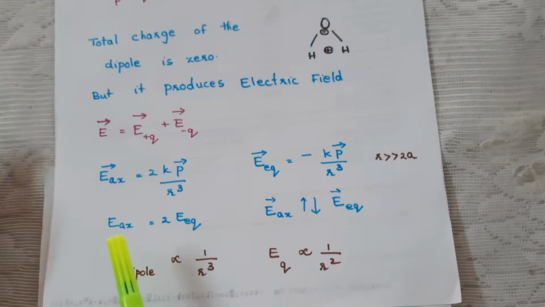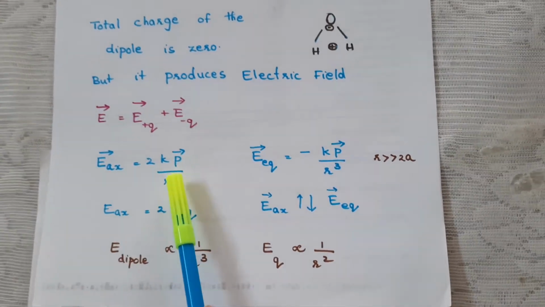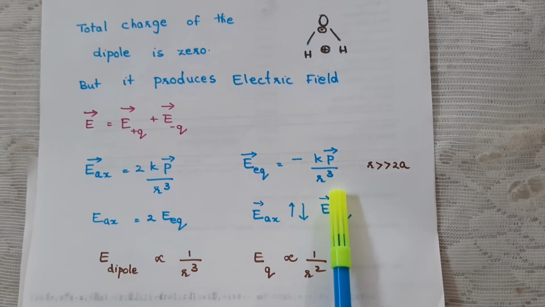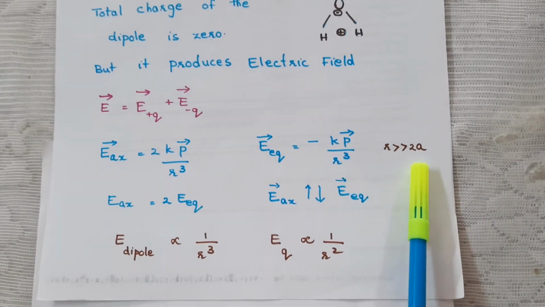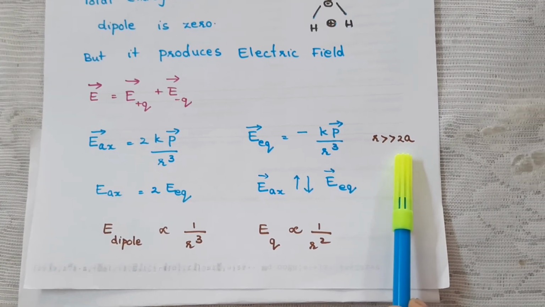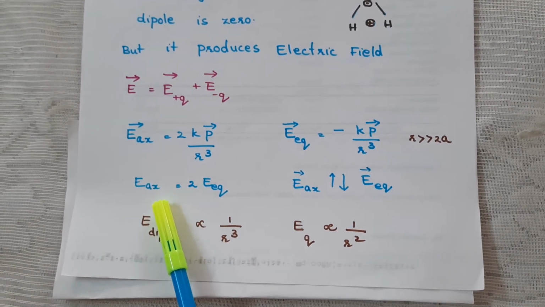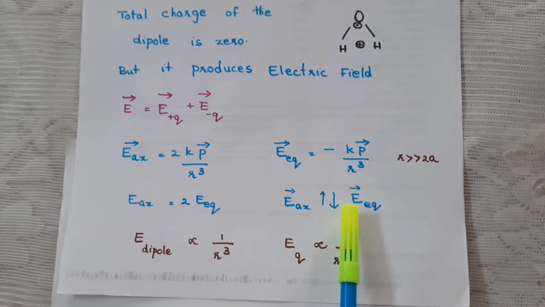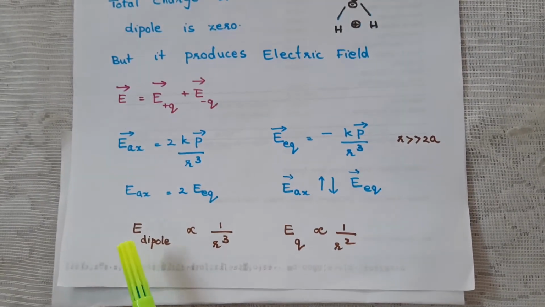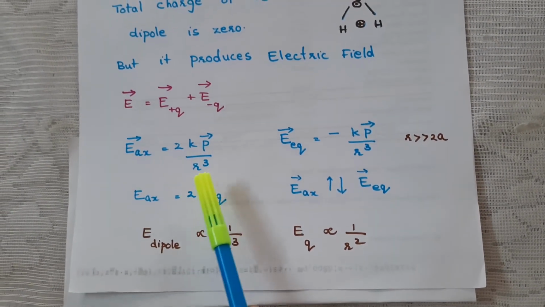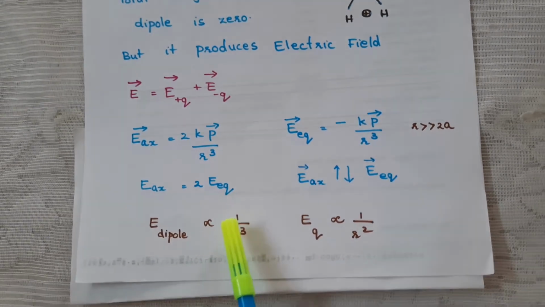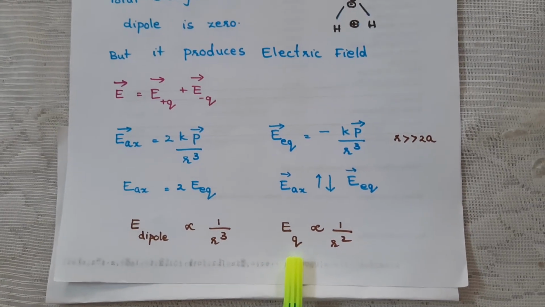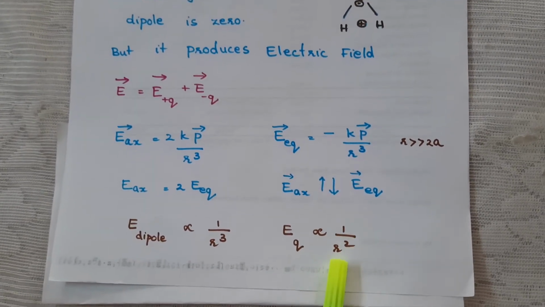So we can conclude E axial is 2 times Kp by r cube and E equatorial is minus Kp by r cube for r very much greater than the dipole length. So the magnitude of E axial is 2 times E equatorial, but the directions are opposite. But the electric field due to a dipole varies directly as 1 by r cube, while the electric field due to a point charge varies directly as 1 by r square.